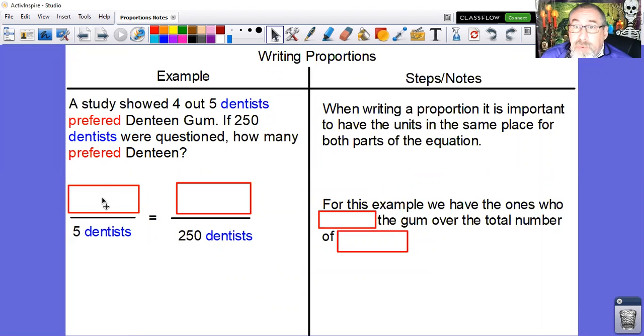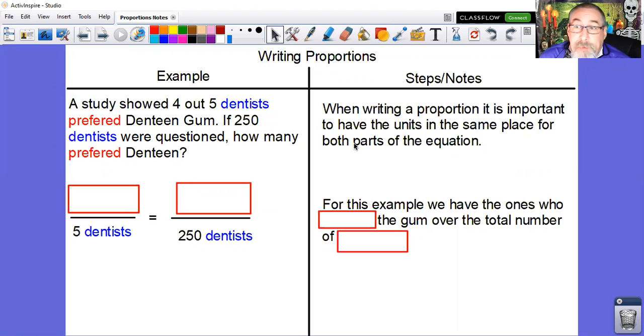All right, so we have proportions. There's several ways that we can write this. There's several things that we can look at to write proportions. So a study showed 4 out of 5 dentists preferred dentin gum. If 250 dentists were questioned, how many preferred dentin? So this is our scenario.